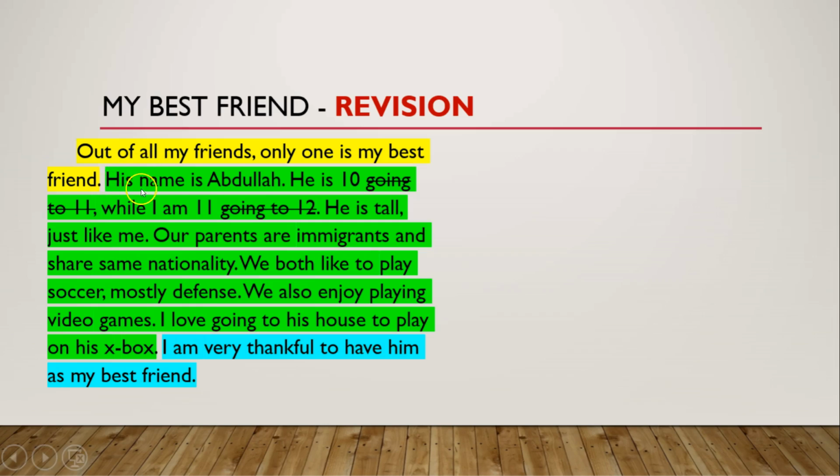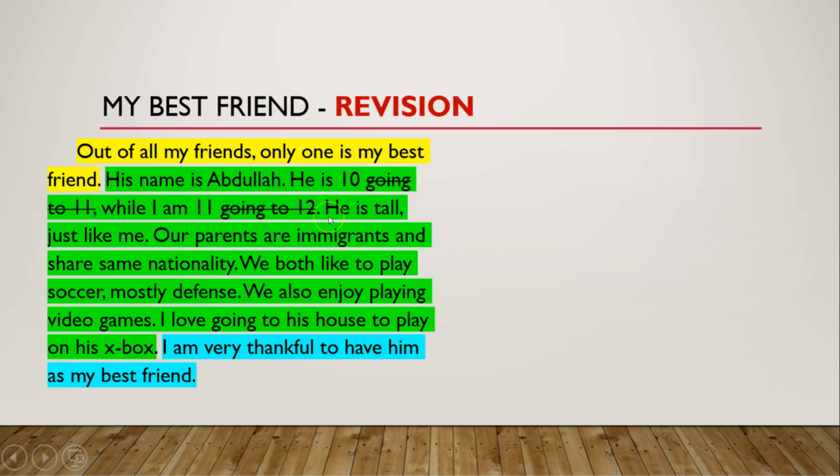Then he starts saying about his name, and he says he's 10 going to 11 while I'm 11 going to 12. We don't need this going to 11, going to 12. It is not necessary here. So we're going to remove this from the sentence. It's sufficient to say he's 10 while I'm 11.